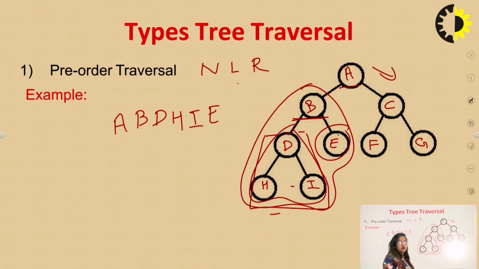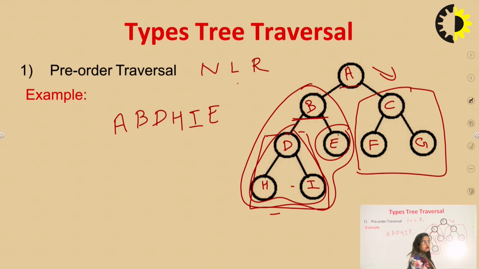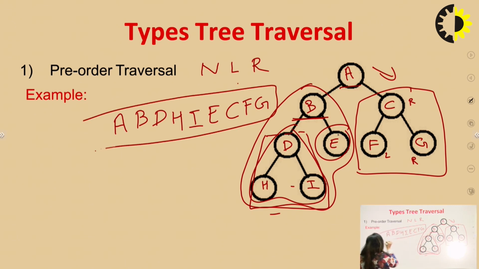Because right is last. So according to this, it works as a binary tree. Okay, so it is root, it is left, and it is right. According to pre-order traversal, first comes the root. Root is C. Then comes the left subtree, which is F. Now comes the right subtree, and the right subtree is G.